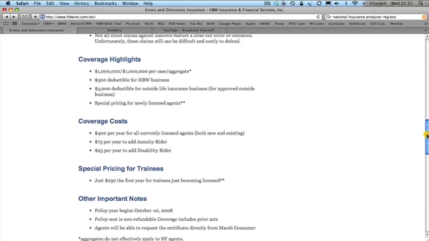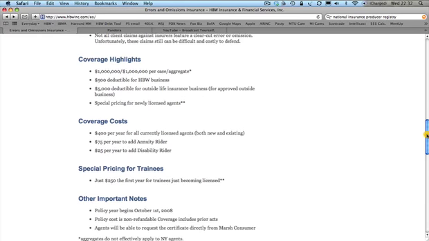The cost for this insurance is $400 per year for currently licensed agents. Now, new people, pay attention here. Right under that says just $250 for the first year for trainees becoming licensed. So you joined HBW, you're brand new to the business, brand new to the industry, you do not have a license, you're only going to have to pay $250. The rest of us, it's $400 a year.